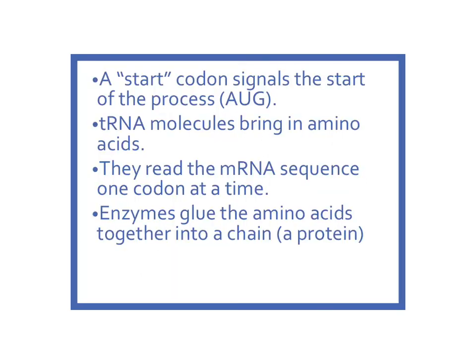Okay? So the way it works is there's a specific codon that signals the start of the process, and it's AUG. If you look at the chart a minute ago, AUG is for methionine, but it's also a start codon. So when the cell sees this AUG, it knows that's where it starts. At the AUG, tRNA molecules begin to bring in the amino acids. They read the sequence off the messenger RNA, 1 codon at a time, so 3 bases at a time. And then there are special enzymes that glue the amino acids together into a chain that we call a protein.